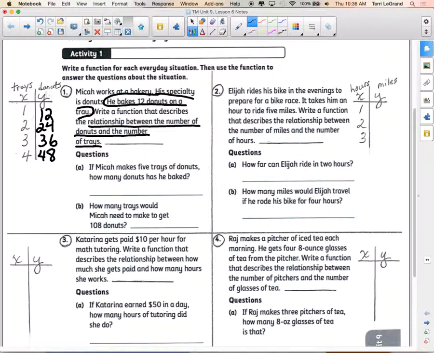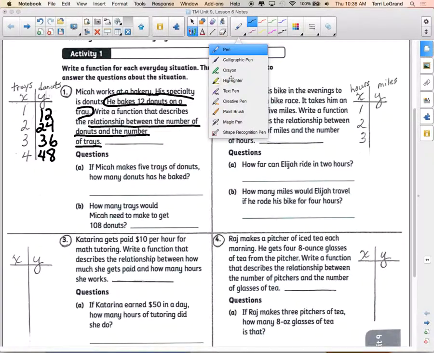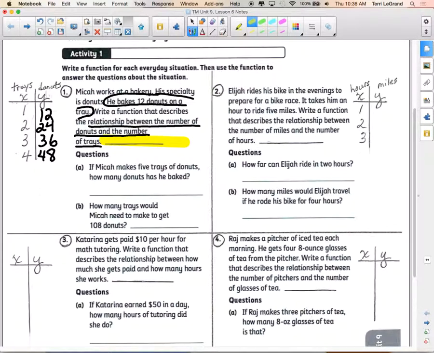We're going to take that information now and we're going to write a function for it. What did I say yesterday is another word for function? Equation. So we're going to write an equation for this. So if x is the number of trays and y is the number of donuts, x is the input and y is the output. Write an equation on your paper, on that line there, right here on this line. Write an equation that you think we could use to represent that table.